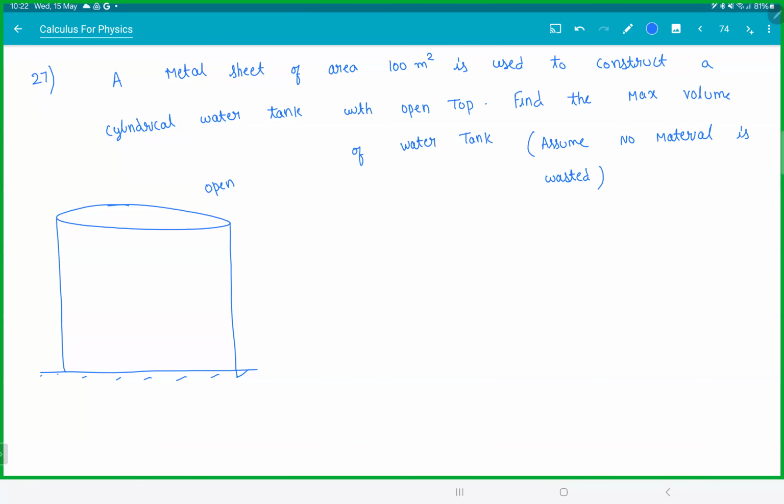So you have the sheet's area. So you have to take this sheet and make a water tank. The bottom is also sealed. You have to make the bottom part also, so you have to make the base. The top you can leave it. You're not closing it.